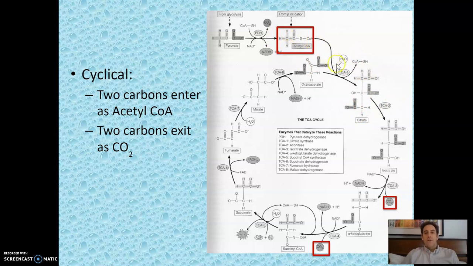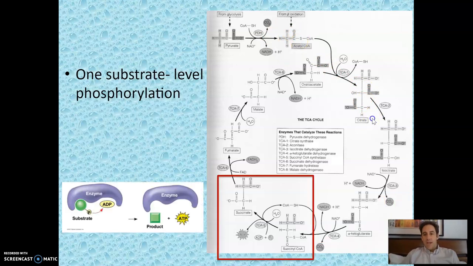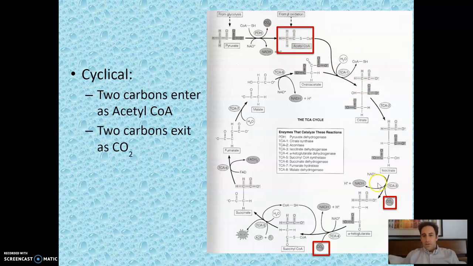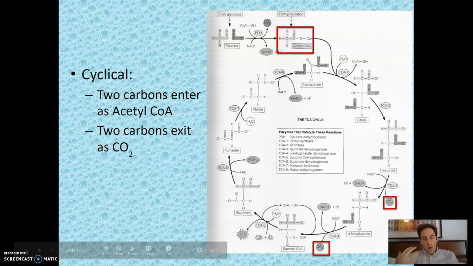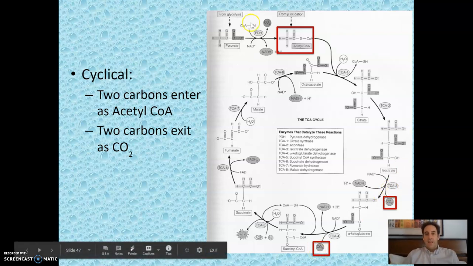So 2 carbons are being added to this as acetyl coenzyme A, and then down here, 2 carbons are actually exiting as carbon dioxide. Just like with pyruvate oxidation, those CO2 molecules end up being exhaled. So the only reason why you need to exhale is to get rid of the CO2 produced by this process and pyruvate oxidation. That's it. That's why you're exhaling.